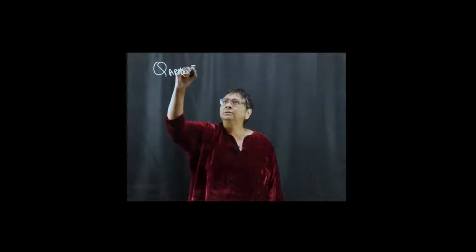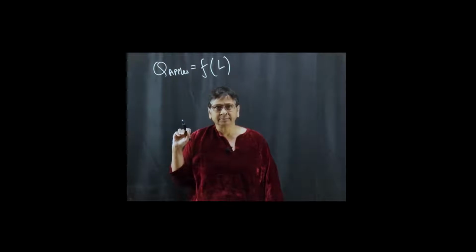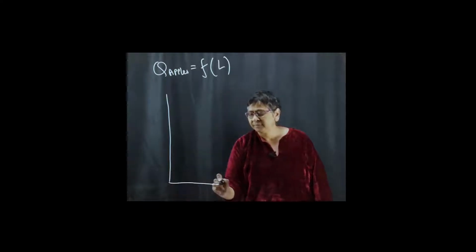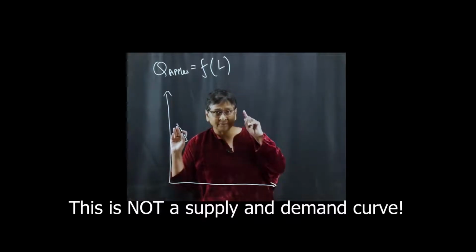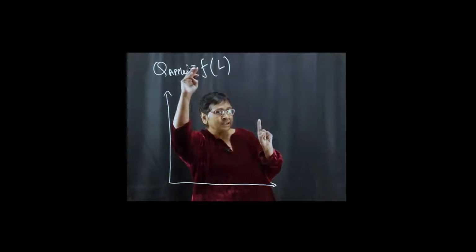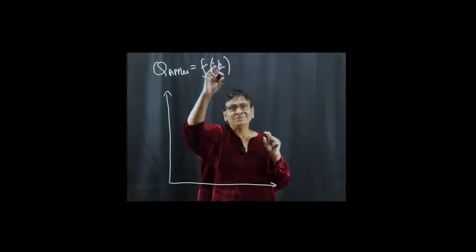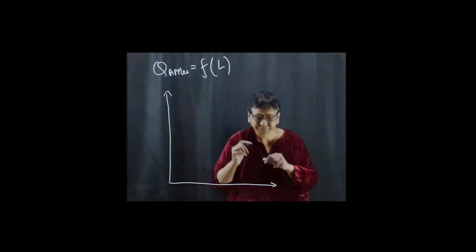And so I'm going to look at the quantity of apples, which depends on how much labor I'm using. This is not a demand and supply curve. Remember this. This is very important. This is not a supply and demand curve. That is the only curve in which those axes are flipped, where the independent variable goes on the y-axis. That's the only one. So for this one, we're going to put labor.